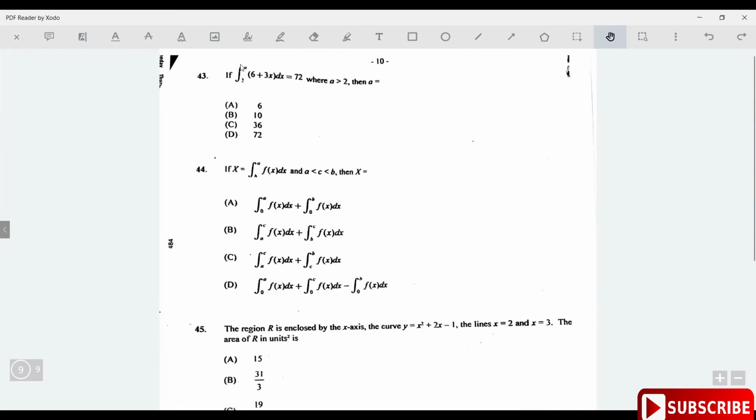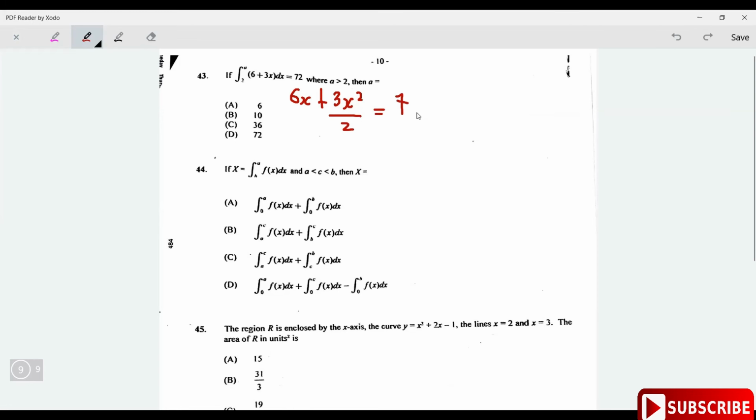Next question. It says the integral from 0 to a of 6 plus 3x is 72. Then what is a? So the integral of 6 plus 3x is going to be 6x plus 3x squared over 2. And this is equal to 72. So all you need to do is form a quadratic equation, and remember we're integrating from 0 to a. So substitute a.